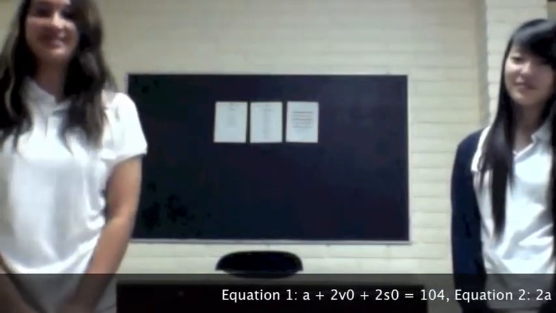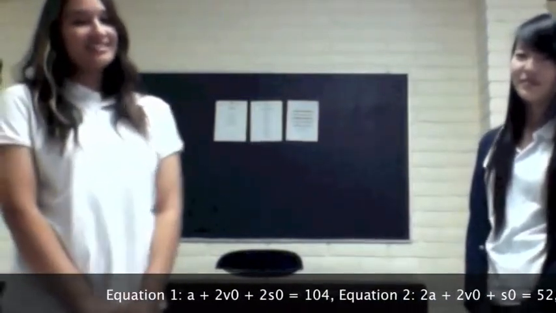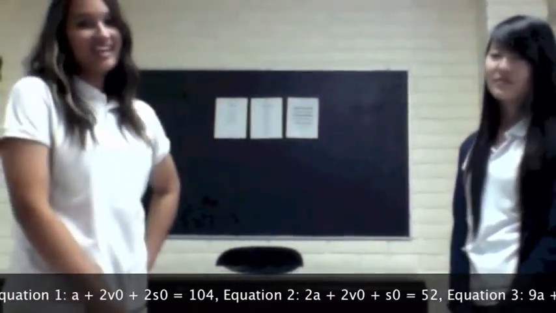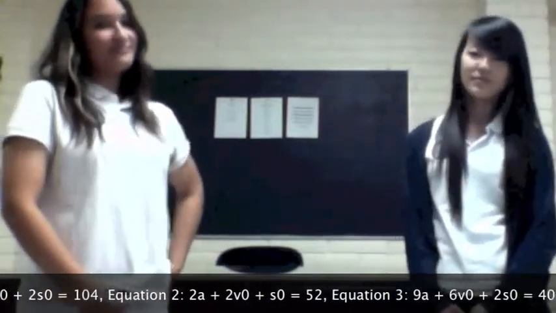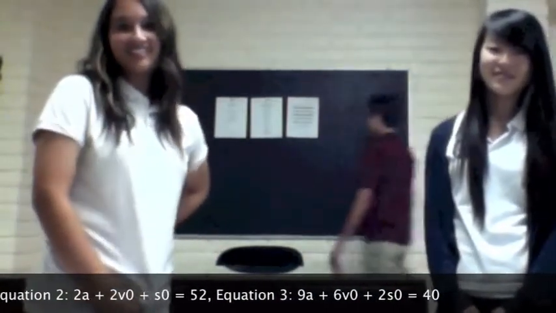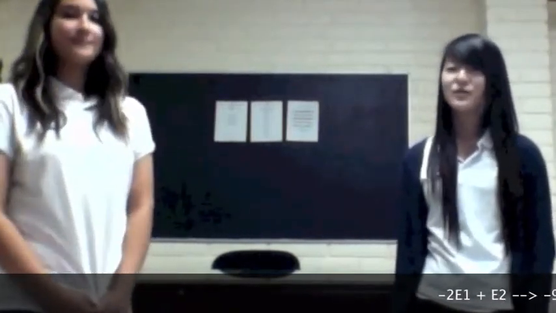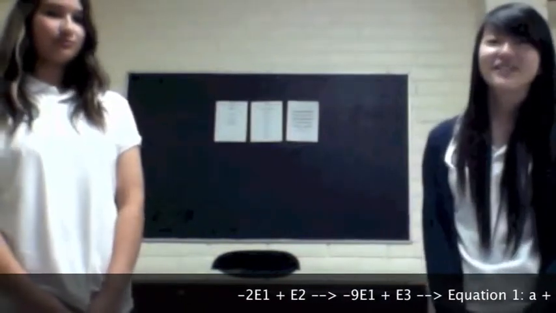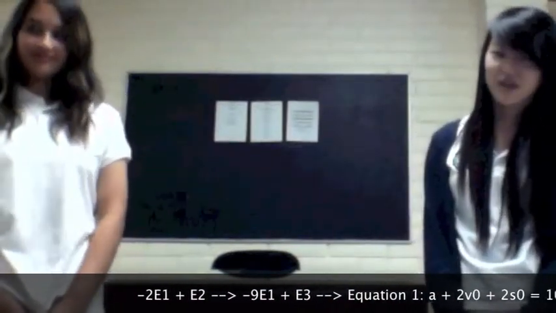a plus 2v sub 0 plus 2s sub 0 equals 104. 2a plus 2v sub 0 plus s sub 0 equals 52. 9a plus 6v sub 0 plus 2s sub 0 equals 4. We should use Gaussian elimination to solve this. First, we should add negative 2 times the first equation to the second equation. After, we need to add negative 9 times the first equation to the third equation.